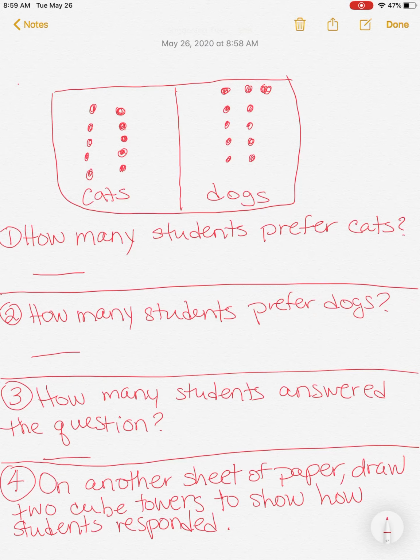So what I'll do to answer that question is count the number of students who prefer cats. Each one of these cubes, although there are circles on here, represents one learner. Okay? So 1, 2, 3, 4, 5, 6, 7, 8, 9, 10. So there are 10 students who prefer cats.